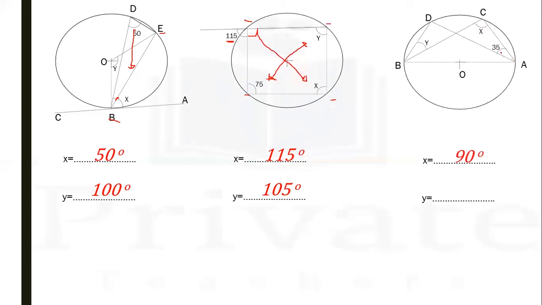Look at the 35. Its ends are C and D. The angle Y, its ends are D and C also. Therefore, 35 and Y are two circumferential angles made on the same arc. Two circumferential angles made on the same arc are equal. Therefore, Y is equal to 35.